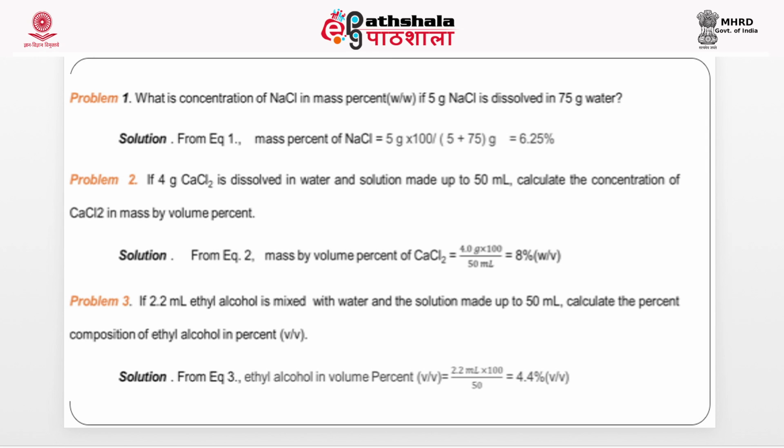Another example: if 2.2 milliliter alcohol is mixed with water and the solution made up to 50 milliliter, remember the solute is in milliliter, the solution is also in milliliter, both in the same unit. Calculate the percentage. It comes to 2.2 milliliter into 100 divided by the volume of the solution. So, this is 4.4%, this is volume by volume.